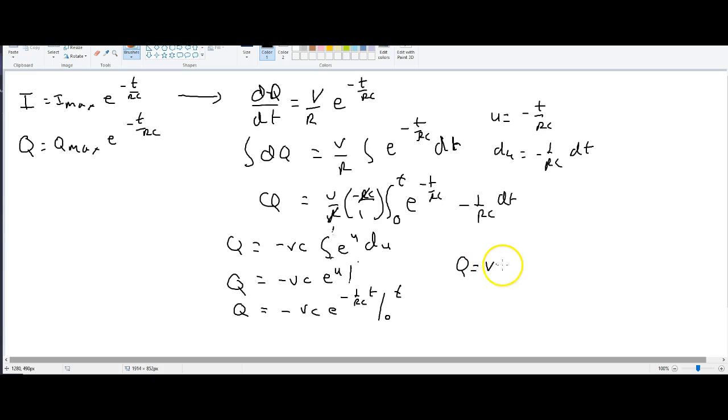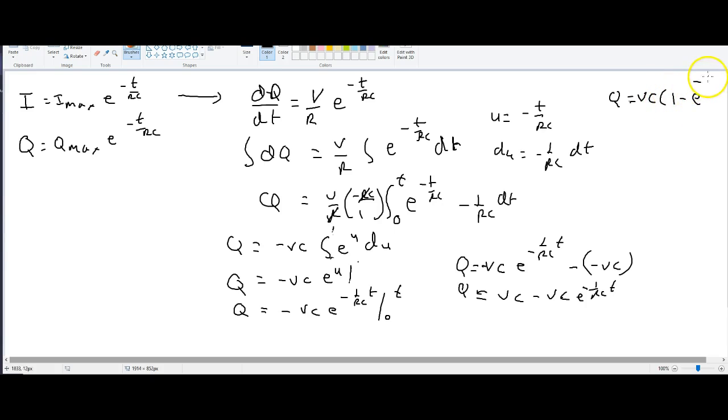What happens is this. When I plug in a t, I get this thing that I expect: Q equals negative VC, I should have, e to the negative 1 over RC t, not really shocking, minus, when I plug in a 0, this whole back end becomes 1, and it gives me negative VC. And so I get Q equals, well, that's positive, so I can rewrite this as VC minus VC e to the negative 1 over RC t. Going further, I can rewrite this as Q equals VC times the quantity 1 minus e to the negative 1 over RC t, in my parentheses.